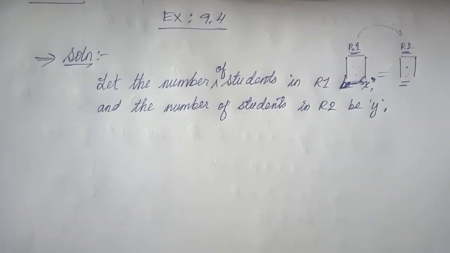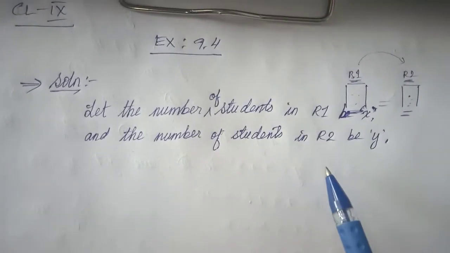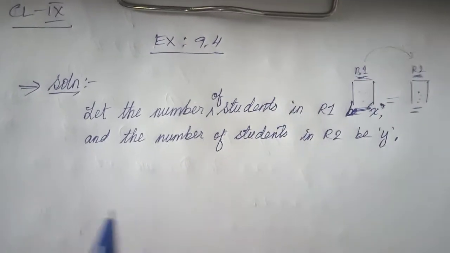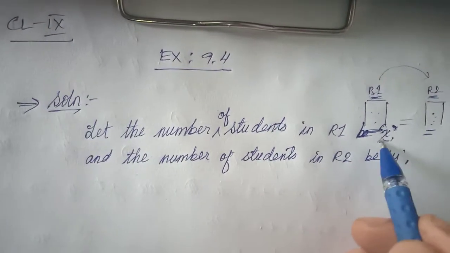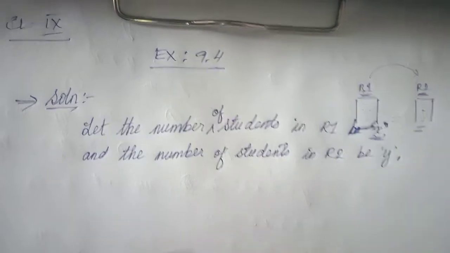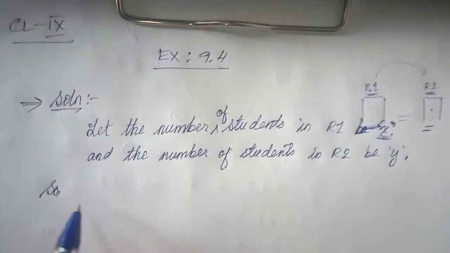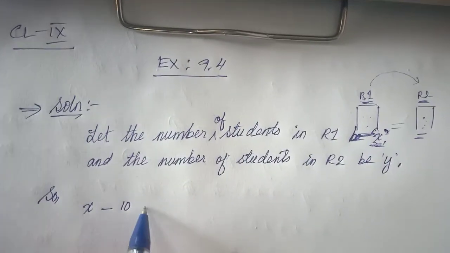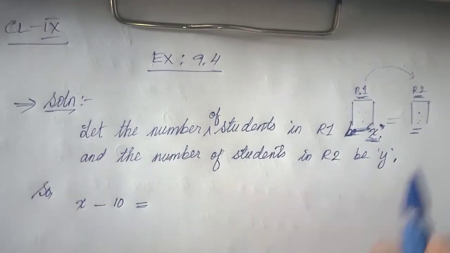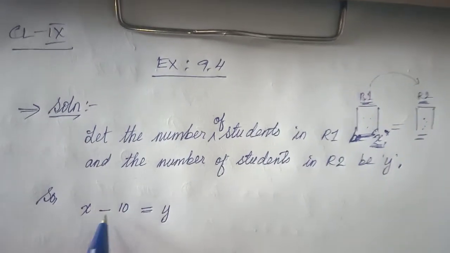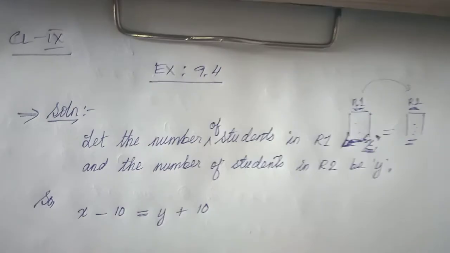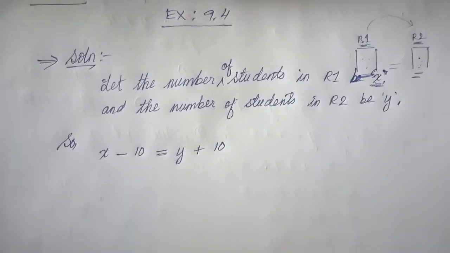So looking at the question, if 10 students are sent from room 1, the number of students in room 1 is x, so I will take out 10 students. That means that I have to minus 10 from here, then it will be equal to y. That means that if I send 10 students out, y will be 10 more. I hope you understand this.